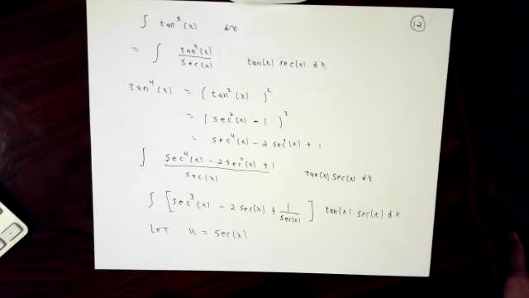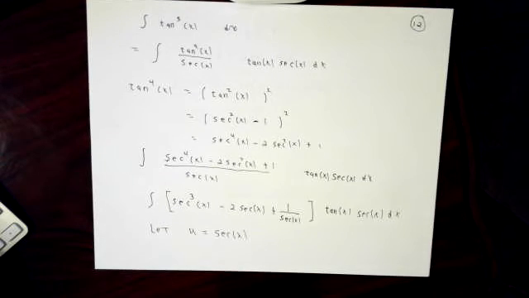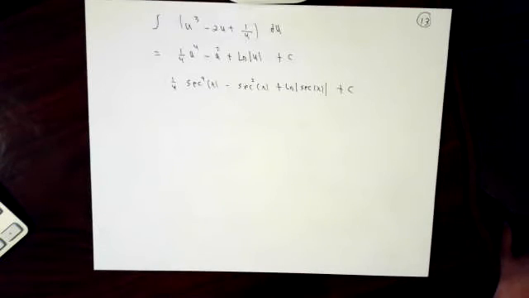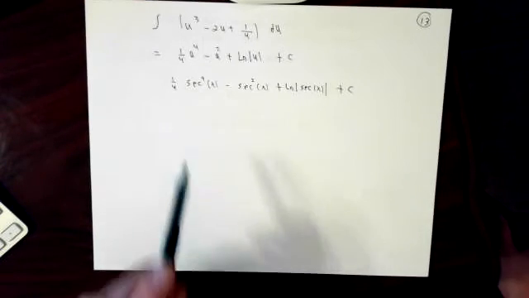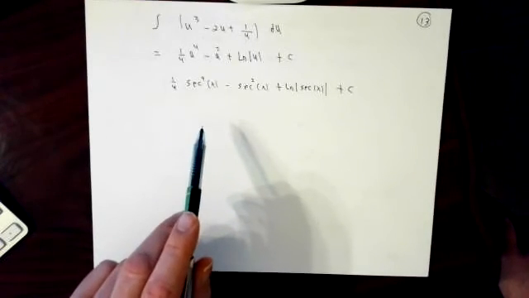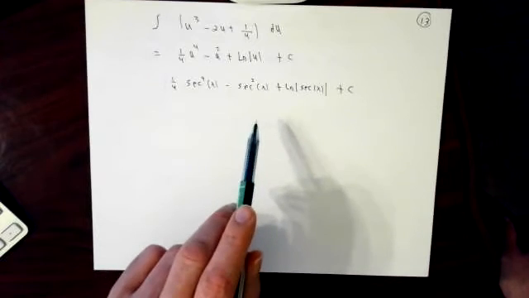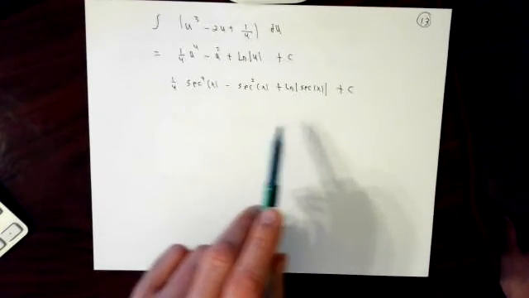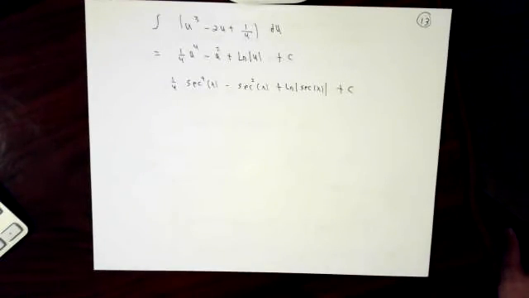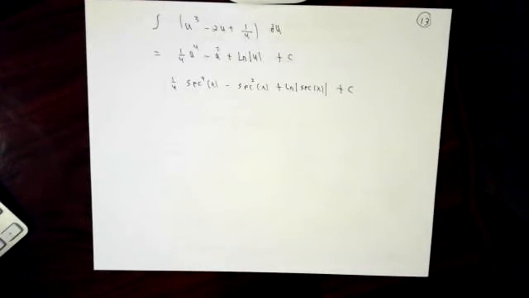Obviously, I'll use a u substitution with u equals secant x. Having gone through all the substitutions, the remaining integral is easy, and when the dust finally settles, you find that your antiderivative is 1/4 secant to the 4th x minus secant squared x plus the natural log of the absolute value of secant of x plus a constant.